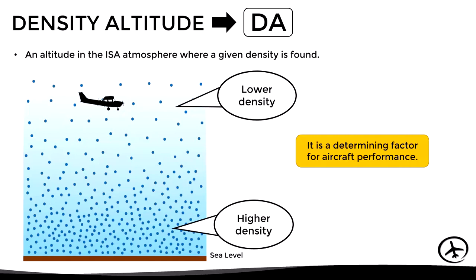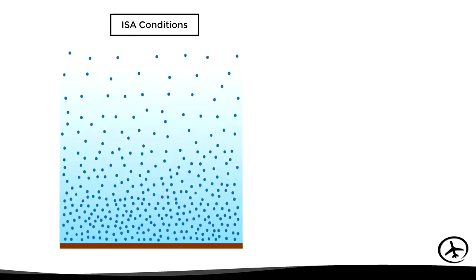Now, as we can see in the definition of density altitude, the ISA atmosphere is mentioned, since this is the main frame of reference to be used. Here we have then an air column with standard conditions.